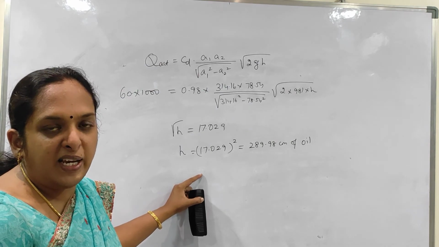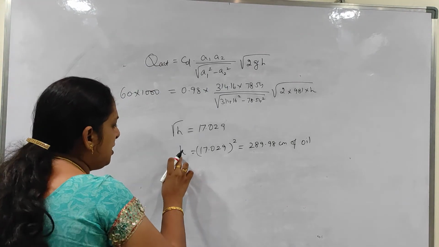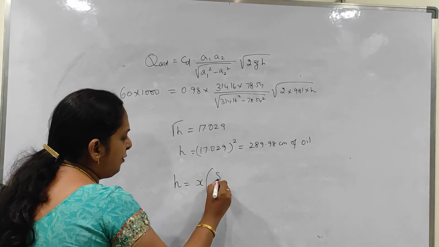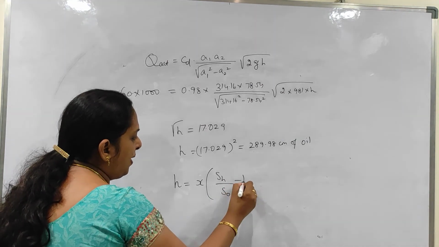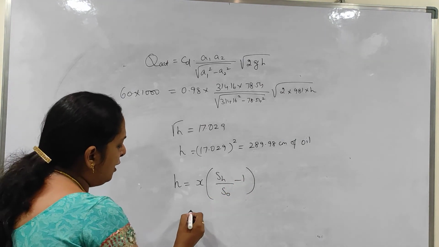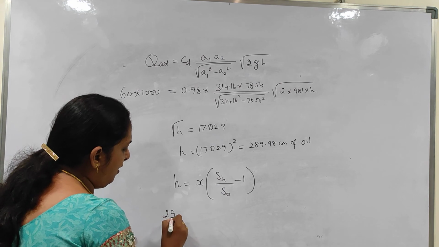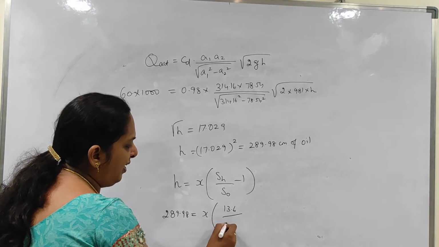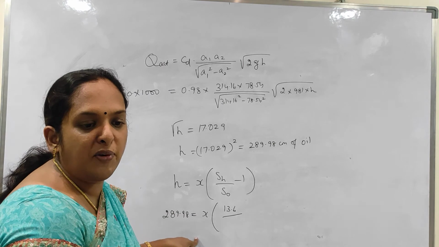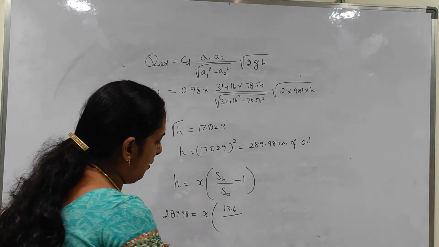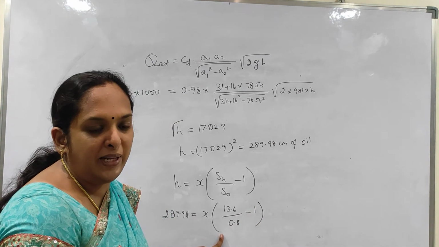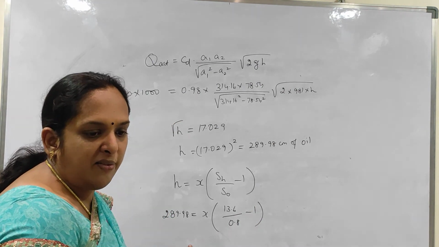Now we have to find out X. Here only the heavier liquid is given. So what is our formula for H with a heavier liquid? H is equal to X into SH by S0 minus 1. H we know, it is in centimeter, 289.98. X is unknown. SH is the specific gravity of mercury, which is the heavier liquid, and S0 is the specific gravity of your oil, which is the lighter liquid, given in your problem as 0.8. So it is mere substitution, nothing else. Just solve this and you will get the value of X.